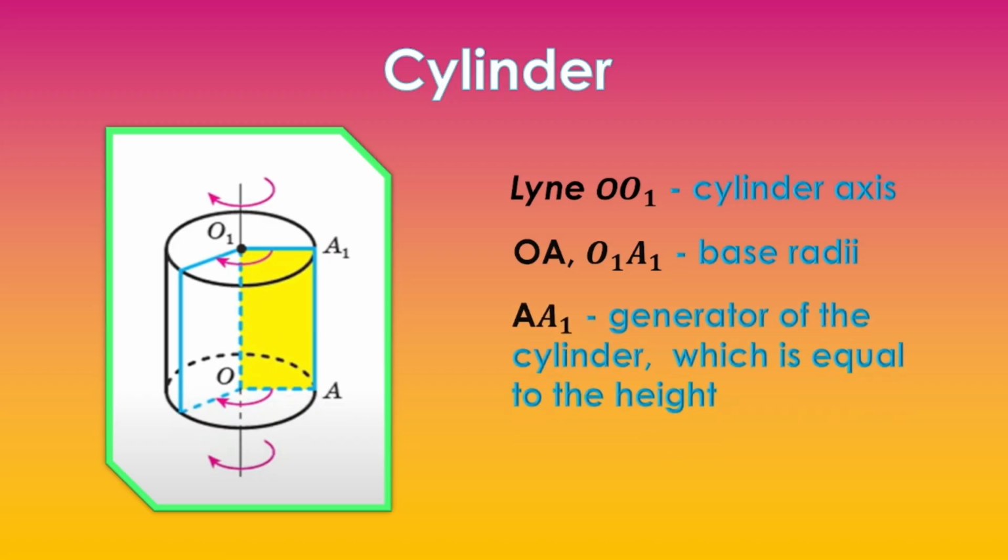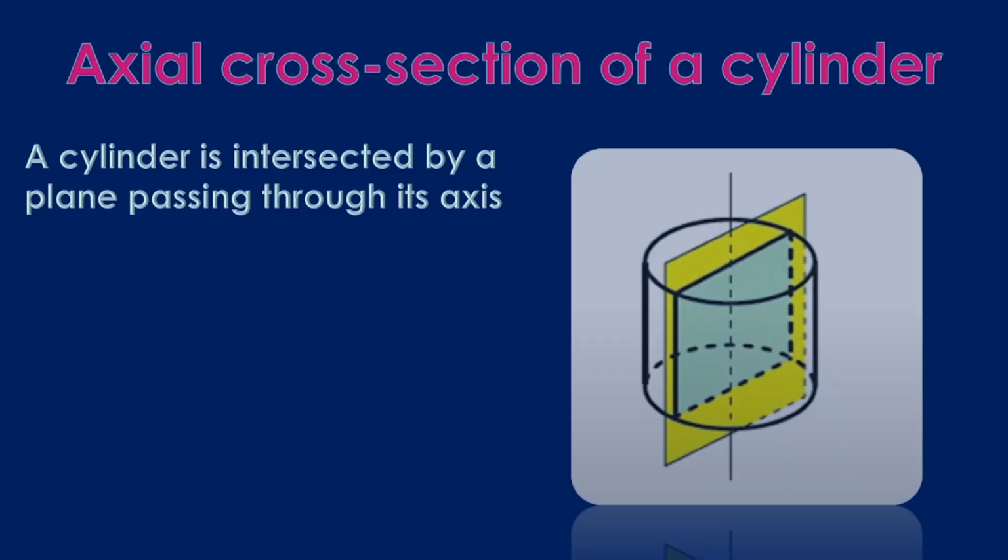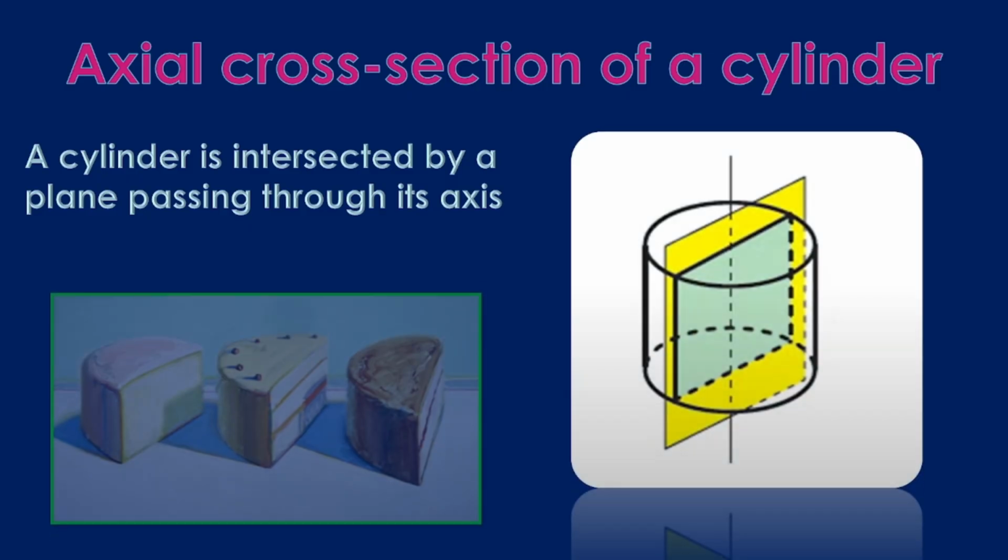The generator of a cylinder is a segment connecting the corresponding points of the circles of the cylinder's bases, parallel to the axis and equal to its height. That's why AA1 is the generator of the cylinder, which is equal to the height. And the last definition for today. Axial cross-section of a cylinder is a plane that passes through its axis.